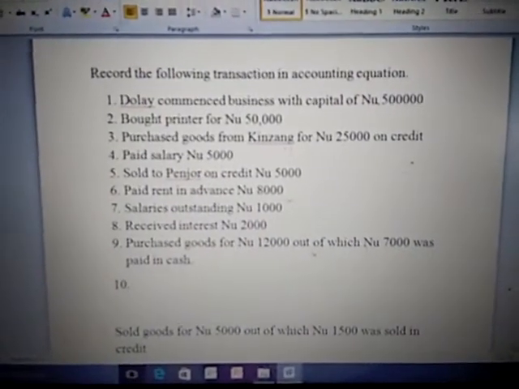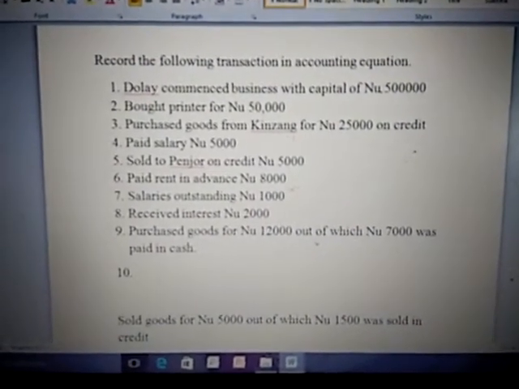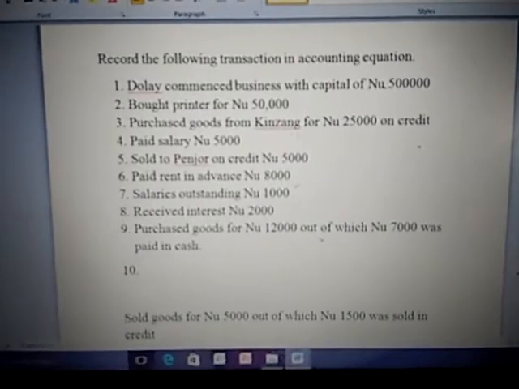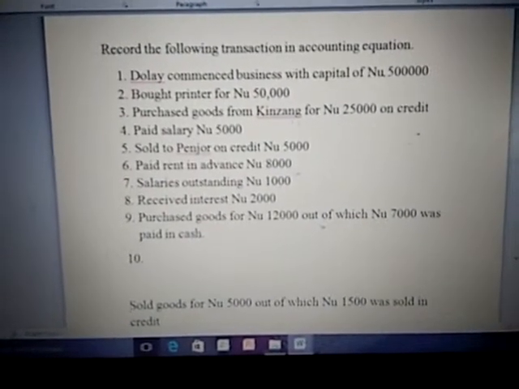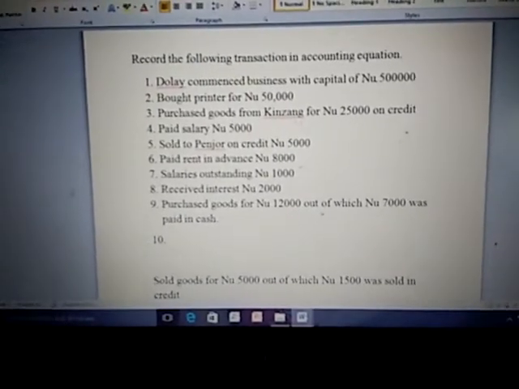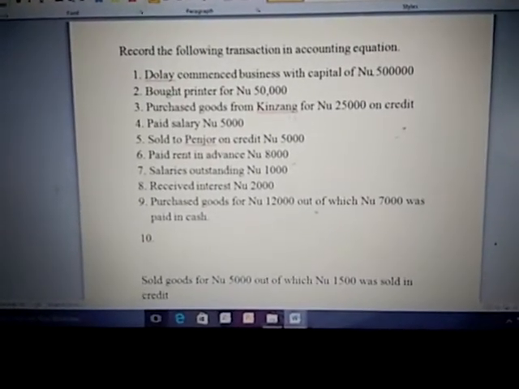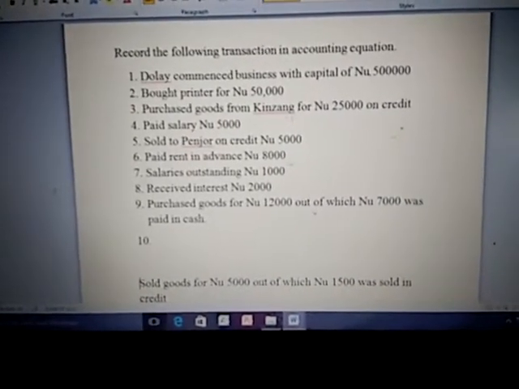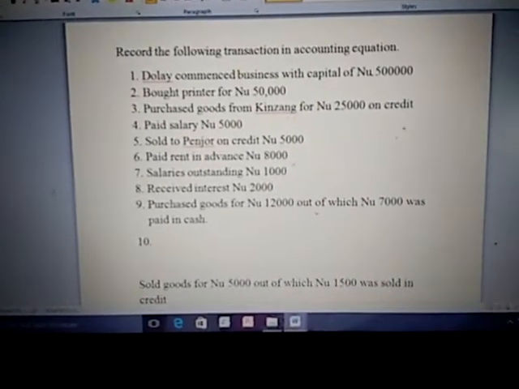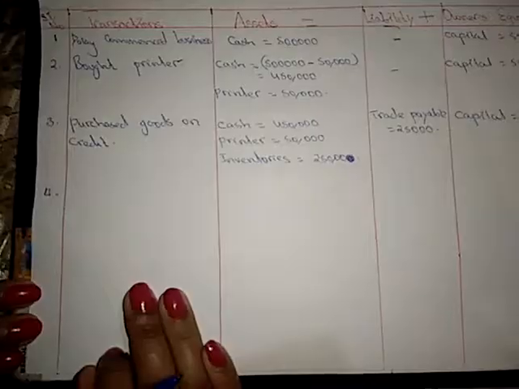Now transaction number 4, paid salary. You are paying salary to the staff in the business. Okay, so whenever you pay salary, always remember you use cash of the business. At the same time, when you pay salary from the business, your owner's equity will decrease. All right, so we'll put it in the accounting equation.